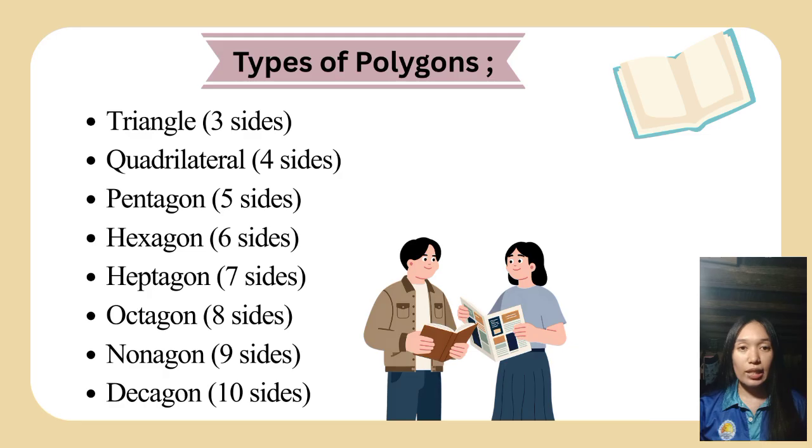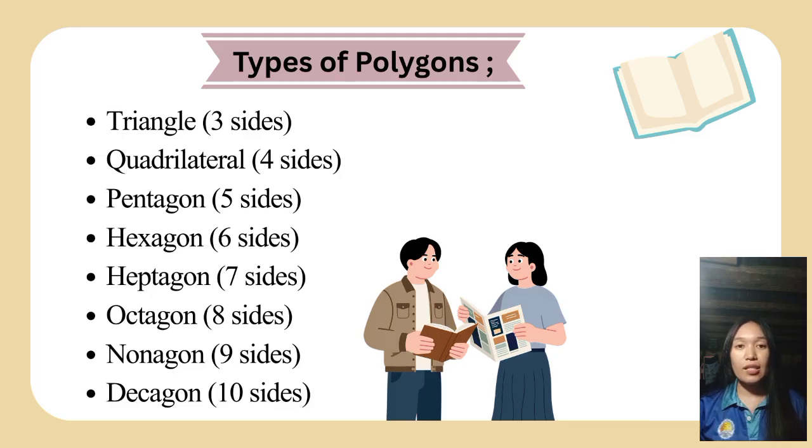Next is quadrilateral, a polygon with four sides and four angles. Examples include square, rectangles, and trapezoid. Third is pentagon, a five-sided polygon with five angles. It can be regular with equal sides and angles, or irregular. Fourth is hexagon, a six-sided polygon with six angles.